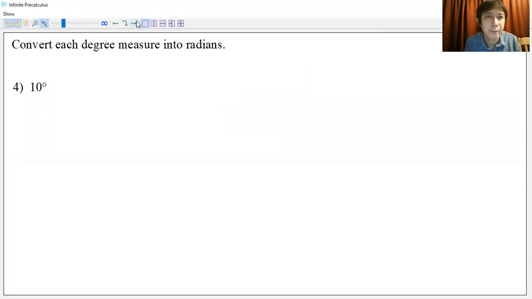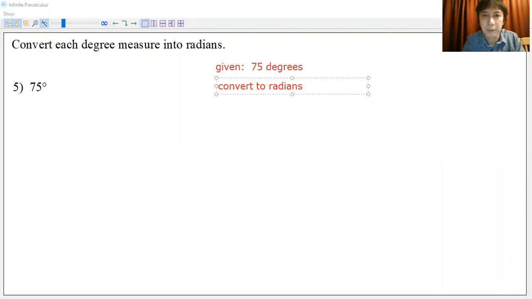Here's number 5. Convert each degree measure into radians. We have 75 degrees, the given, and we're supposed to convert to radians. Solution: we have 75 degrees times pi over 180. So pi radians per 180 degrees.